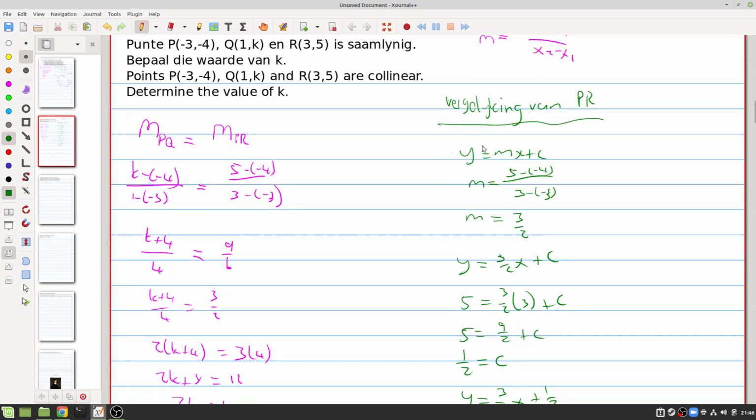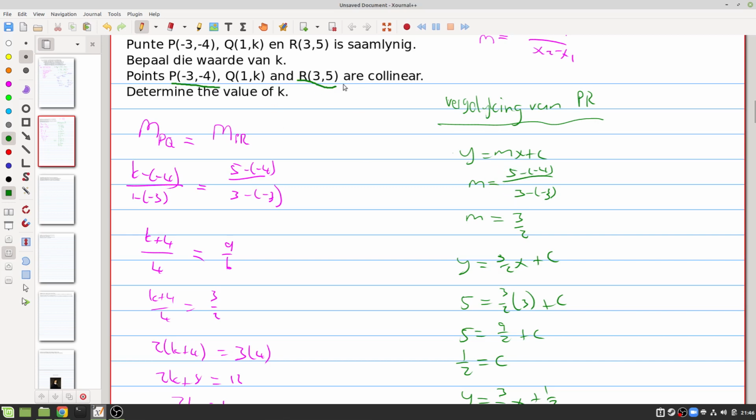Okay, repeat in English quickly. We'll find the equation of PR, because if P, Q, and R are collinear, it means they lie on the same line. So if we can get the equation of the line on which all three of them lie, we can just substitute a point to find the value of k. So first, to find the equation, we can use the points where we have all the information of, find the equation of the line going through P and R.